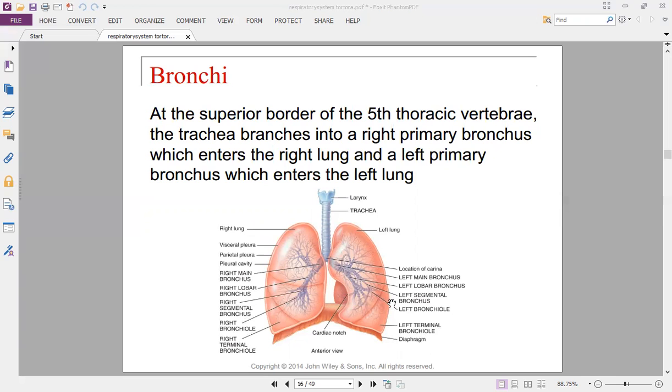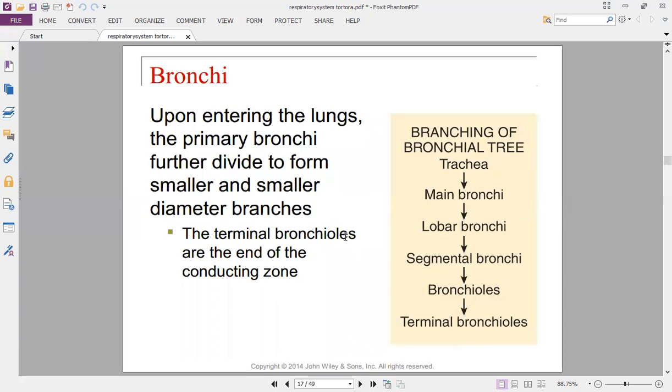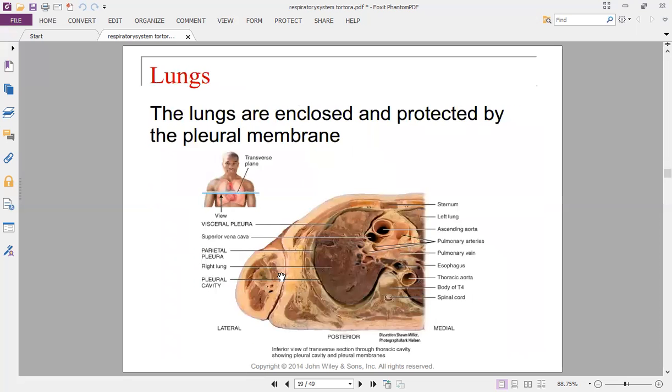But since the left lung does not have the same number of lobes, the number of lobar bronchi will also differ between right and left lung. This is the pathway of how they occur. The terminal bronchioles are the end of the conducting zone. No gas exchange occurs here. But when you go past the conducting zone, this is your alveolar duct and the alveoli. This is where the exchange occurs.